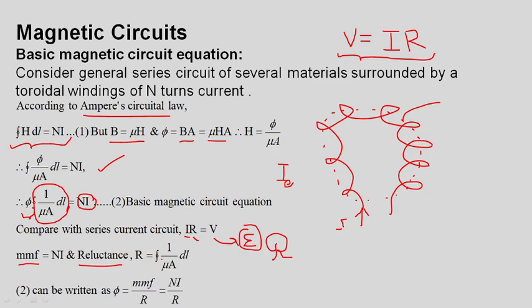And then we can write this phi, the flux, in terms of this quantity, which is the magnetomotive force, and this quantity, which is the reluctance. So the flux equals the magnetomotive force divided by reluctance. So this is the similar equation. Now this is what is called the basic equation of a magnetic circuit. All these things we have done in comparison with current electricity.